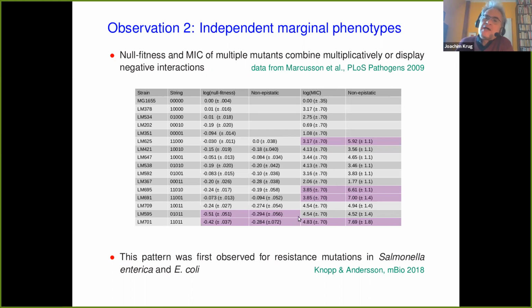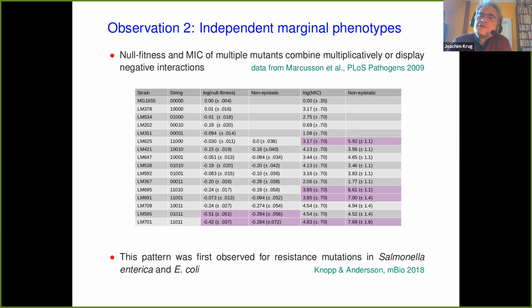And this pattern, I think at this point, we don't have a good understanding of when this is true. It's true for this particular data set for ciprofloxacin. It has also been seen by Dan Anderson and his group in other systems, but I think at this point it still needs to be clarified under what conditions this is actually the case.